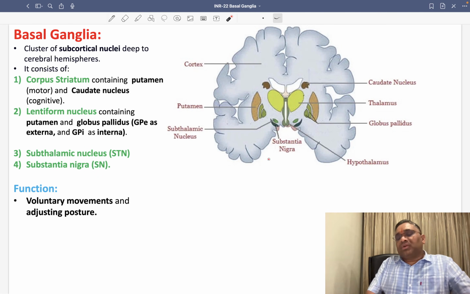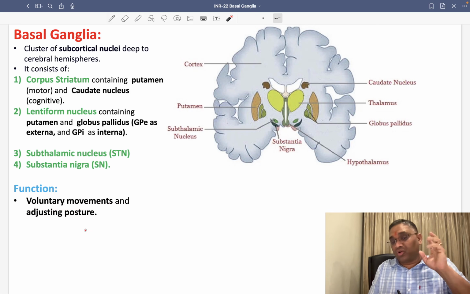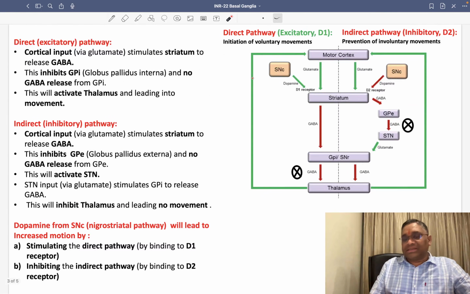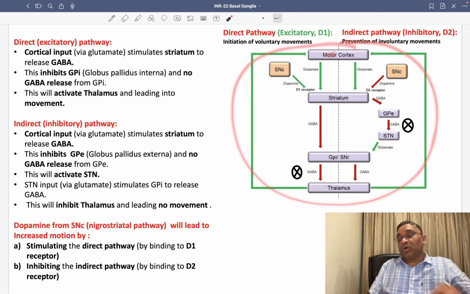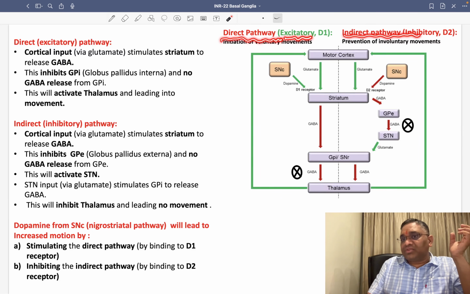So what is the function of this basal ganglia, right? The basal ganglia's basic function is voluntary movements and adjusting the posture. Voluntary movements and adjusting the posture, these are the important functions of the basal ganglia. Now we are going to discuss the direct and indirect pathway of the basal ganglia. The direct pathway is usually excitatory, the indirect pathway is usually inhibitory. The direct pathway will initiate the movements and the indirect pathway will inhibit the movements, right?